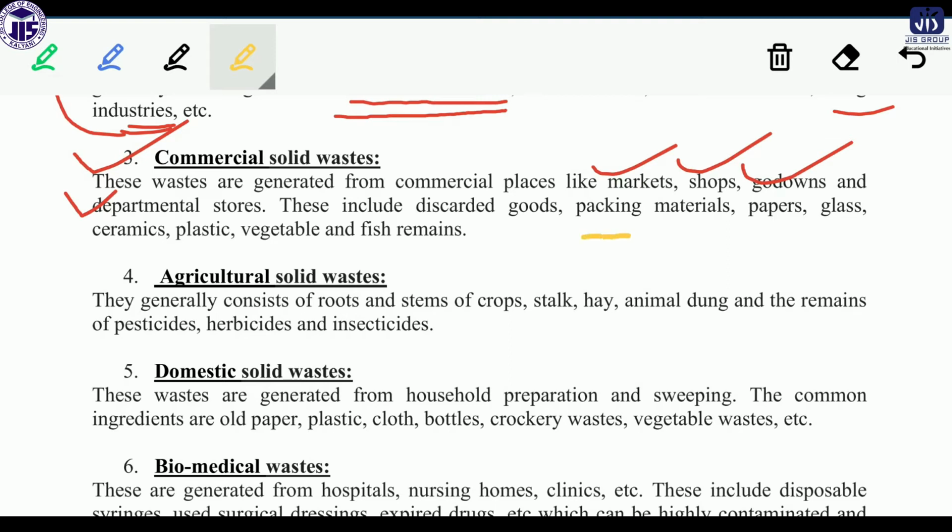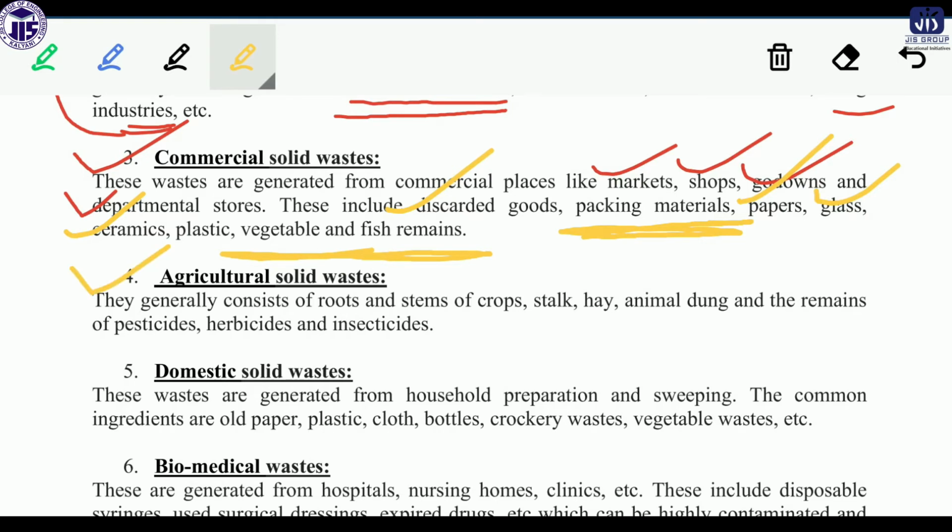These are the packaging materials. You have to keep in mind, packaging material is the major example of the solid waste generated from the commercial place. There are other small examples also, like discarded goods, papers, glass, ceramics. A little bit of vegetables and fish also remain, because if it is a fish market, then obviously you can expect some organic materials coming from the fish also. It can be treated as solid waste. So any kind of solid waste materials generated from the commercial place are called commercial solid waste.